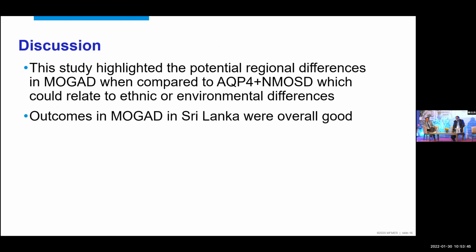So I think this study highlighted an important regional difference here compared to other studies of MOGAD where aquaporin 4 has been higher, and the outcomes in the MOGAD Sri Lanka cohort were really overall pretty good. So I think there probably needs to be some further studies on this to determine the reasons for these regional differences of MOG antibody-associated disease prevalence across different regions of the world.